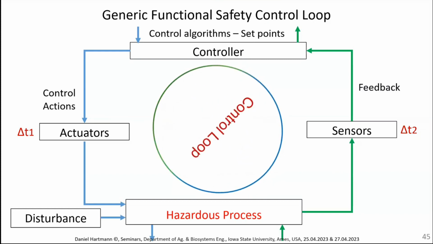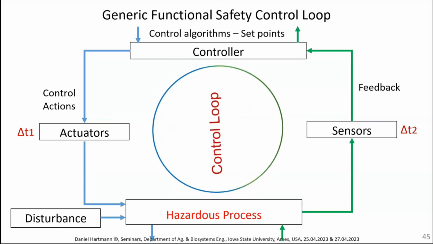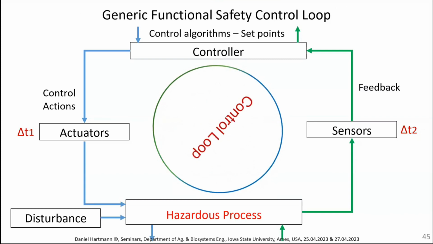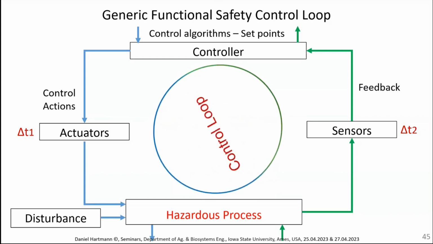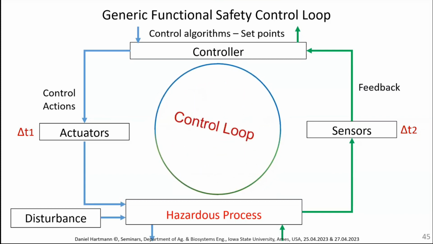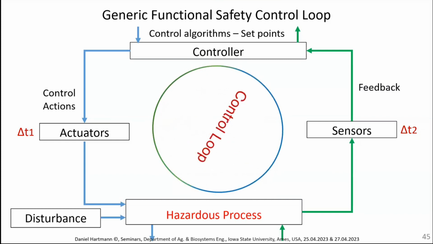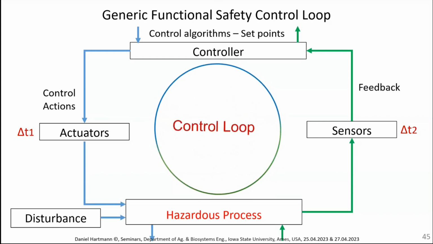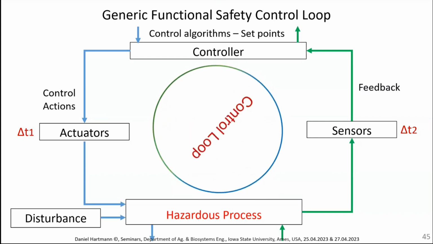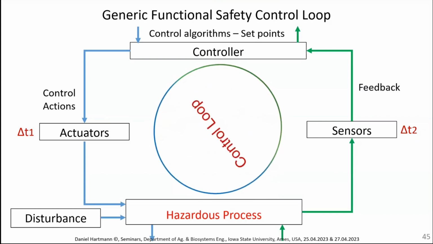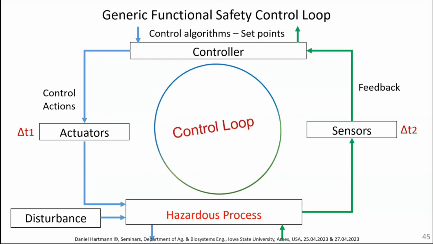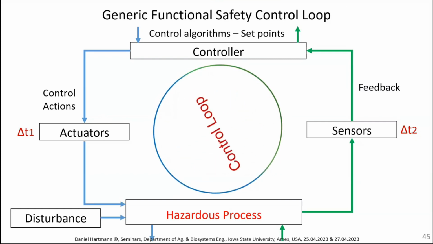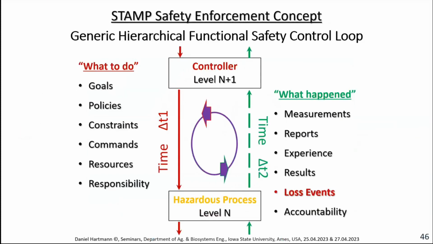I don't have time, but you also have to think about the time that the control action is going down and the feedback is going up. But you can see that the controller has a level above him, and the hazardous process can have a level beneath it. So it's not just one control loop, but it can be many control loops nested in different ways, depending on the system that we are analyzing and studying, yes?